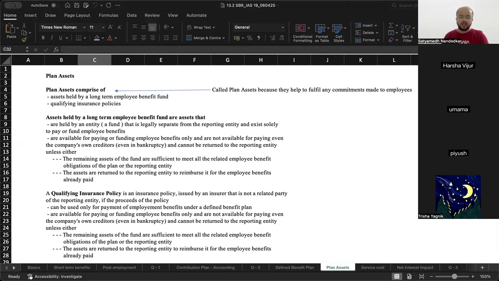Okay, let's go. Can you tell me what are service costs? Harsha, what are service costs? Service cost basically includes current service cost, past service cost, and any gain or loss on the settlement. Okay. So basically, amounts that become payable to employees because of the fact that they have worked with the organization, those are our service cost. Okay.